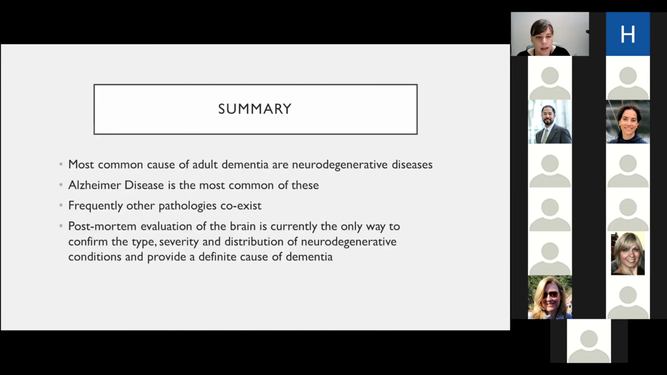So in summary, the most common cause of adult dementia are neurodegenerative diseases, and within this category, Alzheimer's is by far the most common. Frequently, other pathologies coexist when we do neuropathological evaluation of brains, and to date, maybe this will change with development of biomarkers, but to date, postmortem evaluation of the brain is the only way to confirm the type, severity, and distribution of these conditions, and to provide a definite cause of dementia during life.